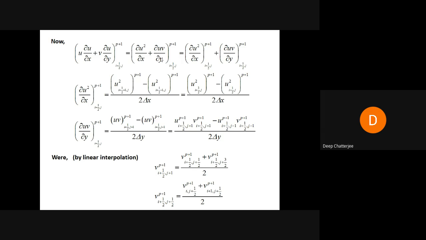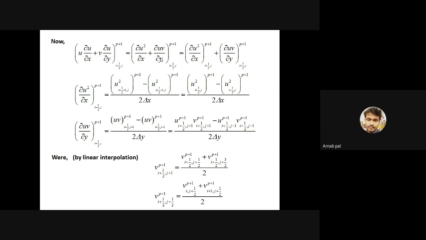Sir, 2u del u del x, with the partial derivative differentiation. And then del u square by del x is equal to 2 into u into del u by del x, plus del uv by del y. But after simplification we will get the same thing actually. That is what I'm trying to say. Then you need to apply another equation while simplifying this expression, del u square by del x plus del uv by del y.